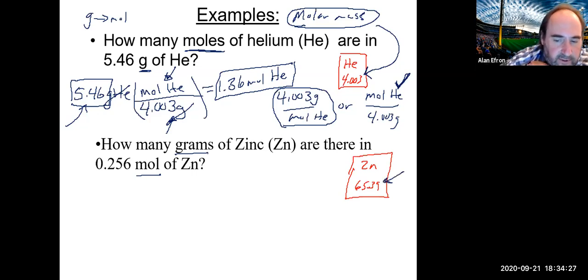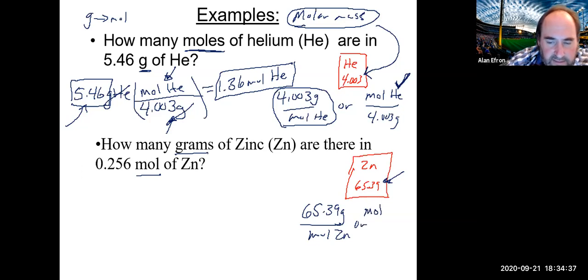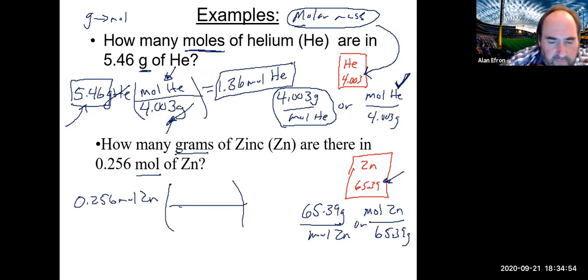Again, that is this number here, which essentially means that there's 65.39 grams per mole of zinc. Or again, if you want to use it as a conversion factor, moles of zinc on top as well, and the 65.39 grams on the bottom. So here again, we're just going to use a conversion type factor, and we're going to go 0.256 moles of zinc. Again, going opposites to get rid of the unit we don't want. So we do need to use the one here on the left as the moles are on the bottom.